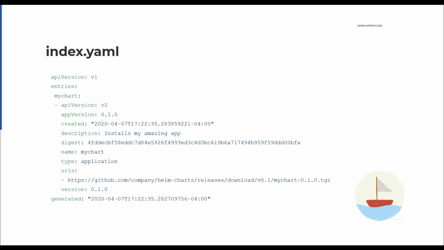As you can see here, under URLs, it lists a URL that's under GitHub. This is under my GitHub releases page. So this isn't pointing to a local directory in the repository. It's pointing somewhere else. It's perfectly valid to do that, to store your charts somewhere else, and then just reference the URL where the user can find them.